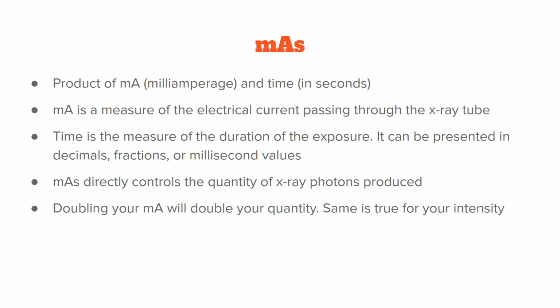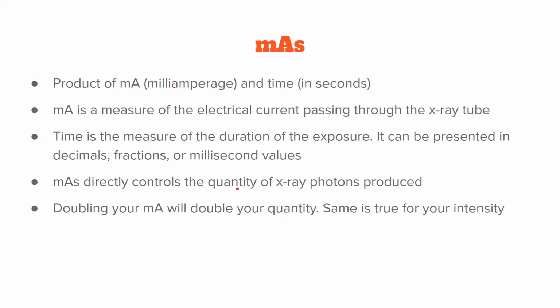Time is the measure of the duration of the exposure. It can be represented in decimals, fractions, or millisecond values. But let's remember here, when we're talking about the mAs formula, it's in seconds. So if something's given to you in milliseconds, we're going to have to do a conversion. mAs directly controls the quantity of x-ray beam photons that are produced.